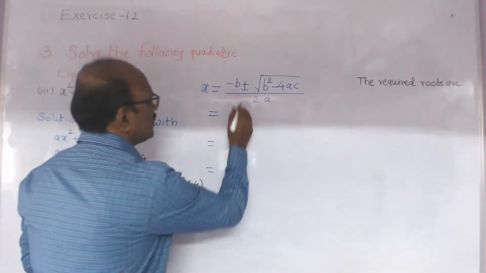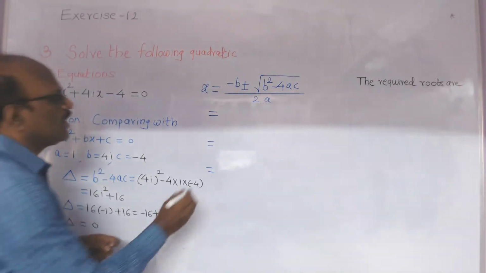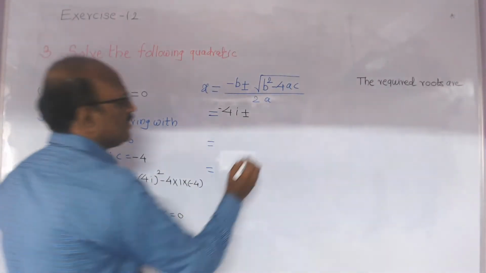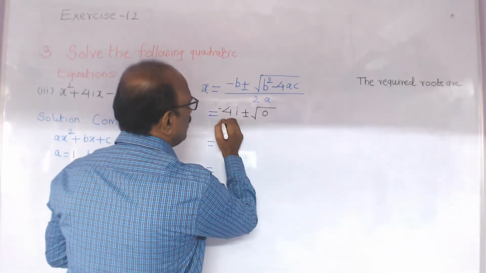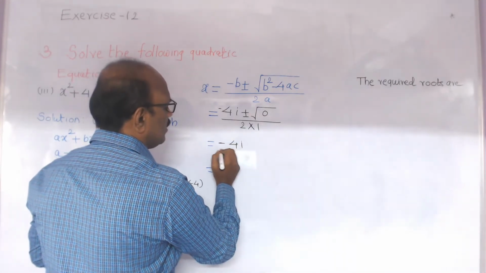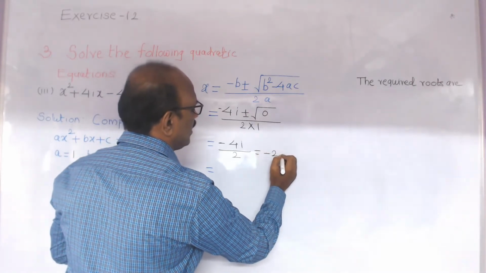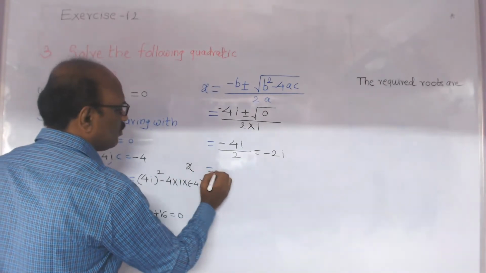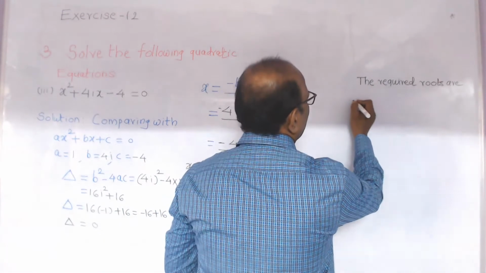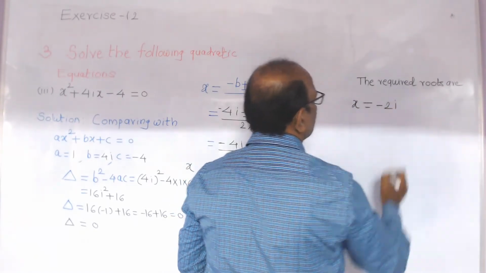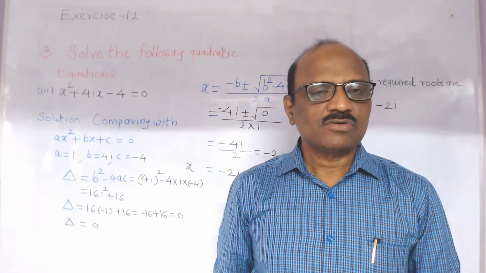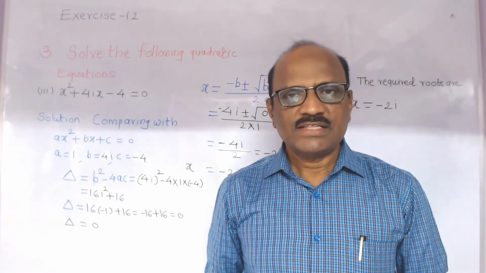Now we'll substitute again the values of a, b, c. b is 4i, so minus 4i plus or minus the root of the discriminant, which is 0, upon 2 into a. The value of a is 1, so minus 4i upon 2 equals minus 2i, and hence the root of this quadratic equation is x equals minus 2i. Therefore there is a single root, x equals minus 2i. Hence we can solve this type of equation by using the formula, and the roots of these quadratic equations are complex roots. Now we'll take the next question.